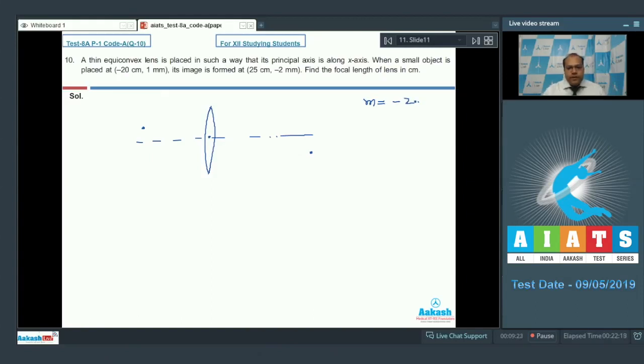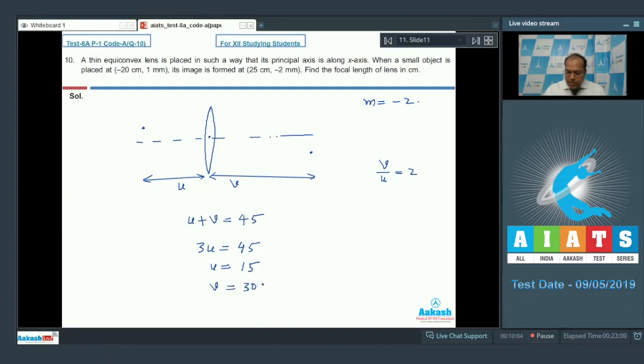Now we know that if this separation is U and this is V, then the ratio V by U is equal to 2. So U plus V must be equal to 45 centimeter, and since V is equal to 2U, 3U is equal to 45, or U is equal to 15 centimeter. Then the value of V comes out to be 30 centimeter.